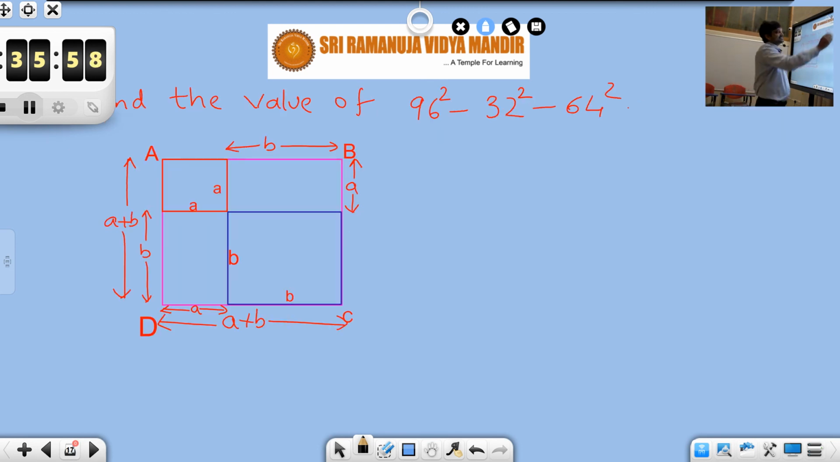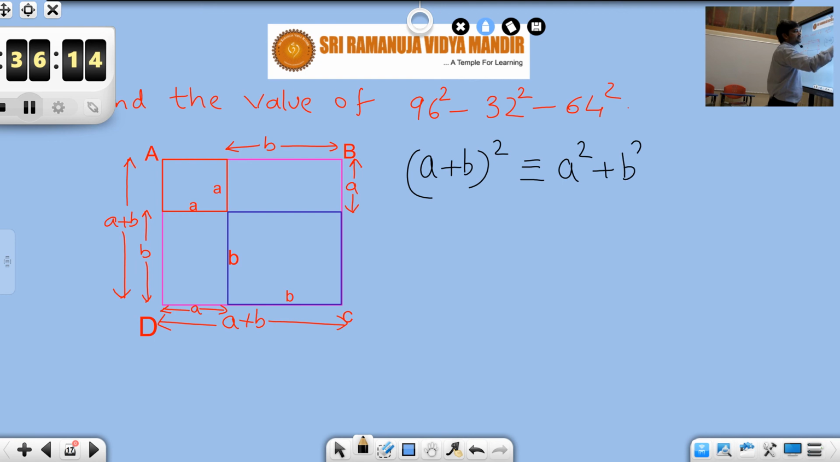Find the value of 96 square minus 32 square minus 64 square. Here, let's use one algebraic identity. A plus B whole square equals A square plus B square plus 2AB.